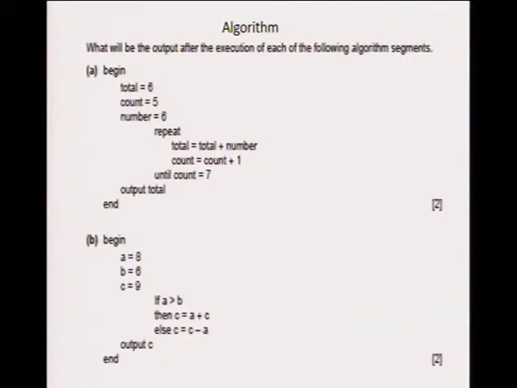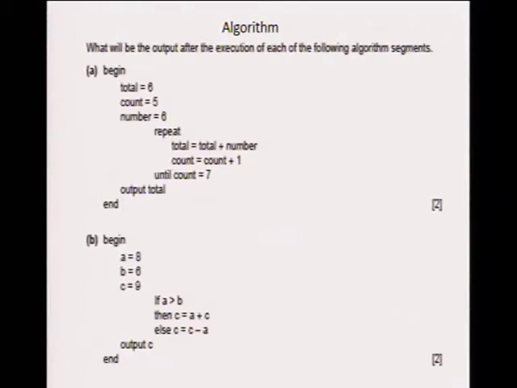Okay, let me start with the first one. When you see an algorithm, read the instruction. The instruction says, what will be the output after the execution of each of the following algorithm statements? That is, what is going to be your answer? I want to see the answer when you execute this. So how do you go about it? You draw a trace table. A trace table will help you to get your answer.